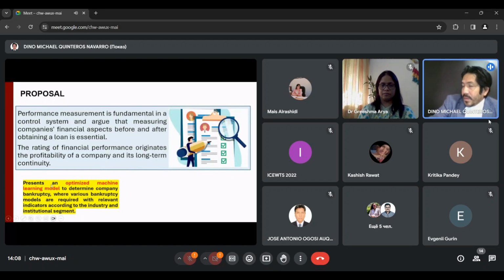This article presents an optimization machine learning model to determine companies' bankruptcy, where various bankruptcy models are recurring with relevant indication according to the industry and institutional segment.